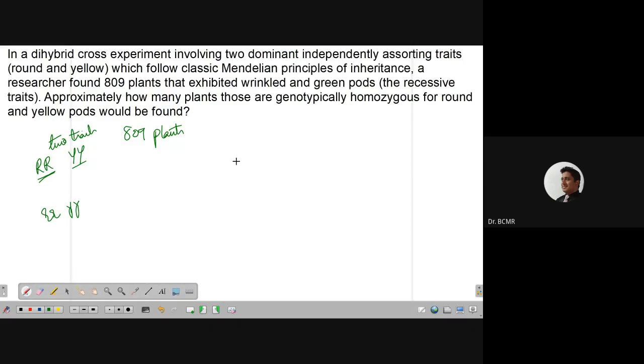So I hope, should we be doing the whole Punnett square? I want you to come up with this. I want you to tell me the answers for it. Approximately how many plants are genotypically homozygous for round and yellow pods? I have given a number that are these. What would you expect? How many plants would you expect to have this genotype? That's the question.